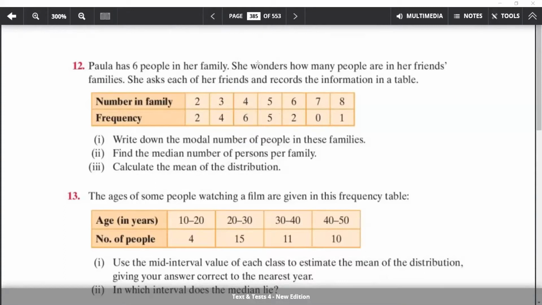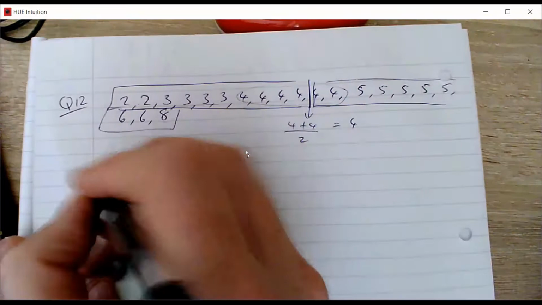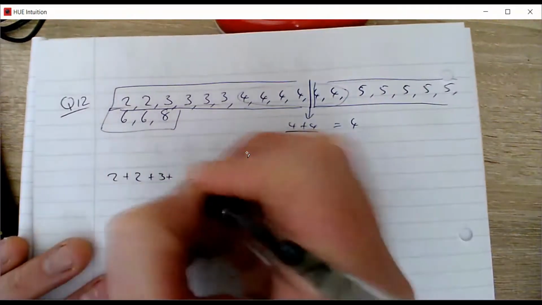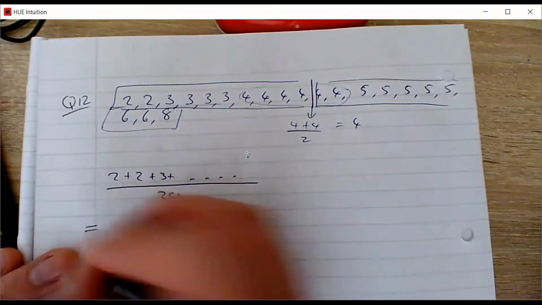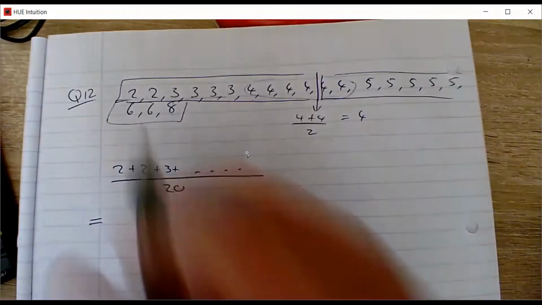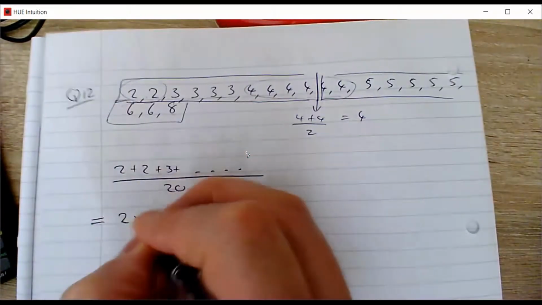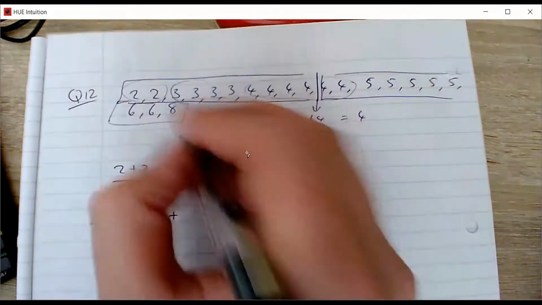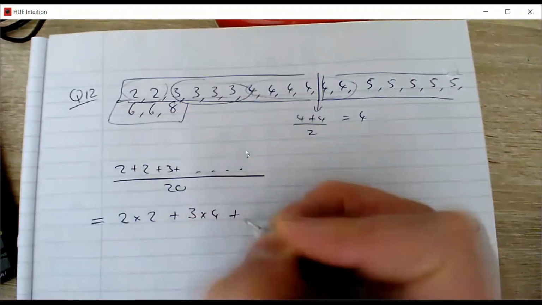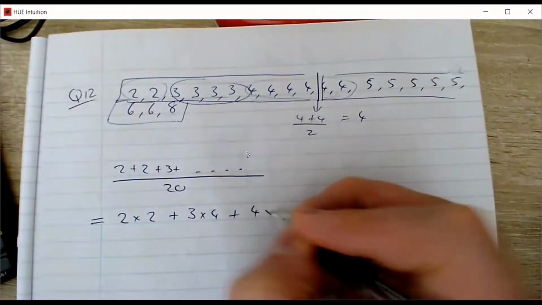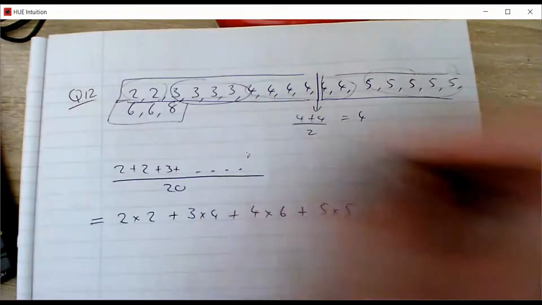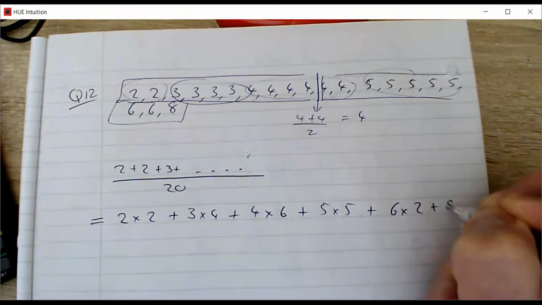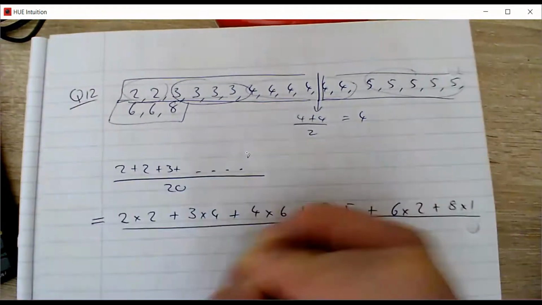Calculate the mean of the distribution. Again, going back to our list, maybe the easier way to do this is to say add them all up, 2 plus 2 plus 3 plus... over 20. But again, if you've got lots and lots of numbers, that's a bit trickier. So how about this? You've got 2 2s, so you say 2 multiplied by 2, plus we've got 4 3s, so you say 3 multiplied by 4, plus we've got 6 4s, so you say 4 multiplied by 6, plus we've got 5 5s, 5 multiplied by 5. We've got 2 6s, 6 multiplied by 2, and 1 8, 8 multiplied by 1. And divide all that by 20.